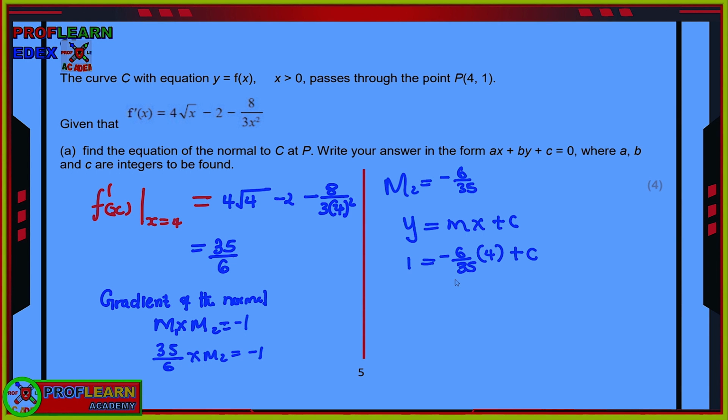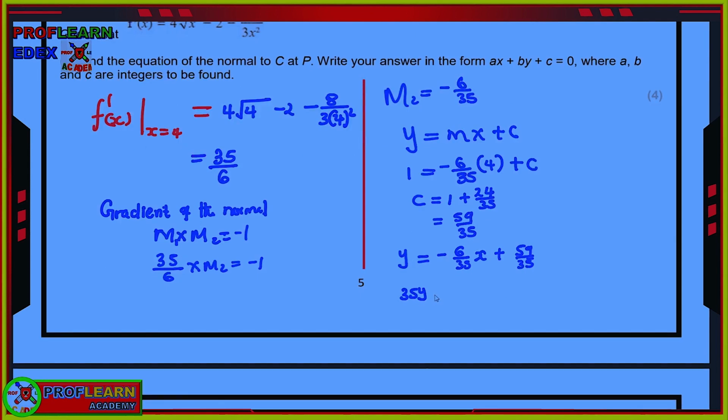So our c is going to translate to what? Let's multiply there. So our c is going to translate to 59/35. So we can now write the equation. At this point we are done. We substitute the gradient, and we substitute the value of the y-intercept c, which is 59/35. But since we are asked to give it in that form, we are going to multiply all through by 35, so that we have our equation in the form ax plus by plus c equals 0.